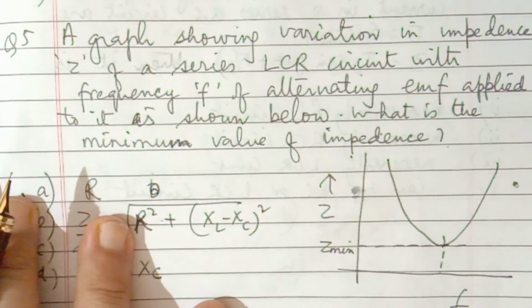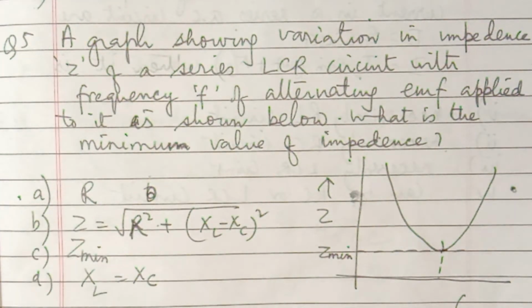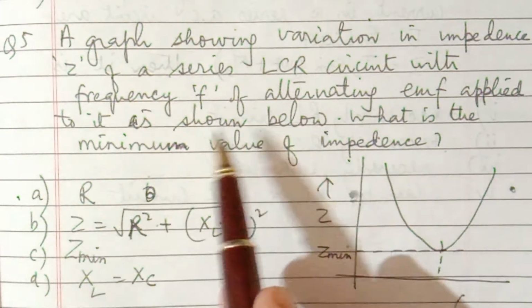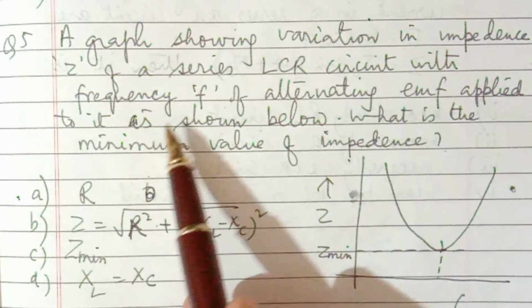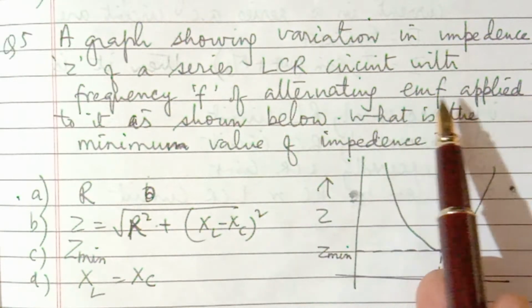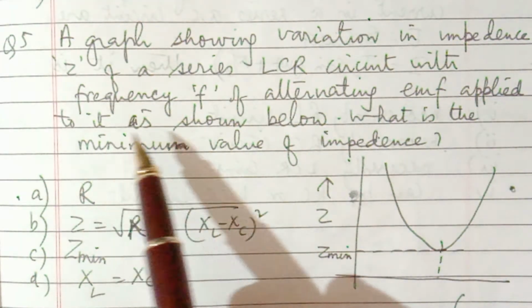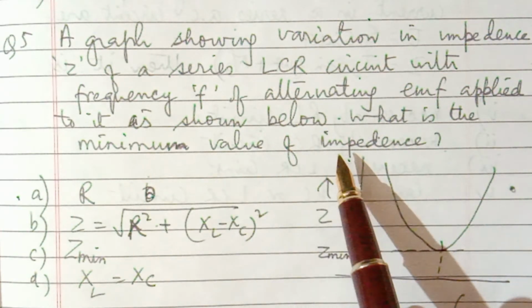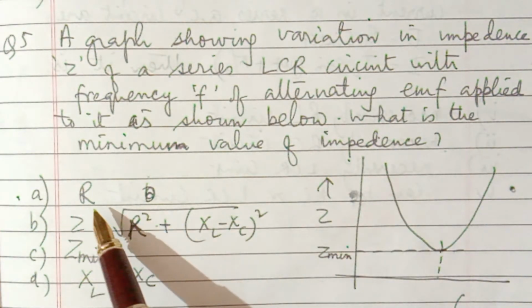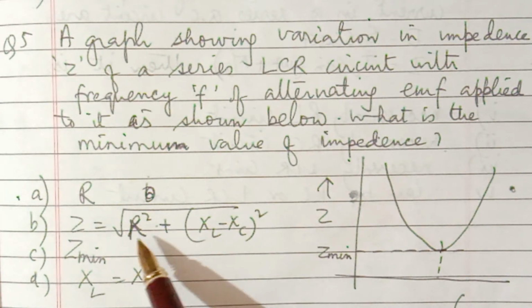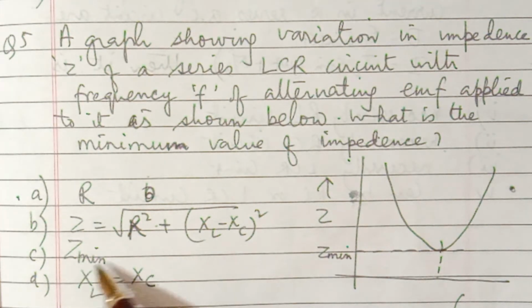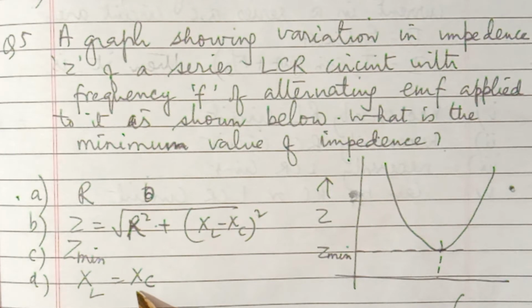Next question is, a graph showing variation in impedance Z of a series LCR circuit with frequency f of alternating EMF applied to it. What is the minimum value of impedance? Z is equal to root over R square plus (XL minus XC) whole square. Z minimum when XL is equal to XC.